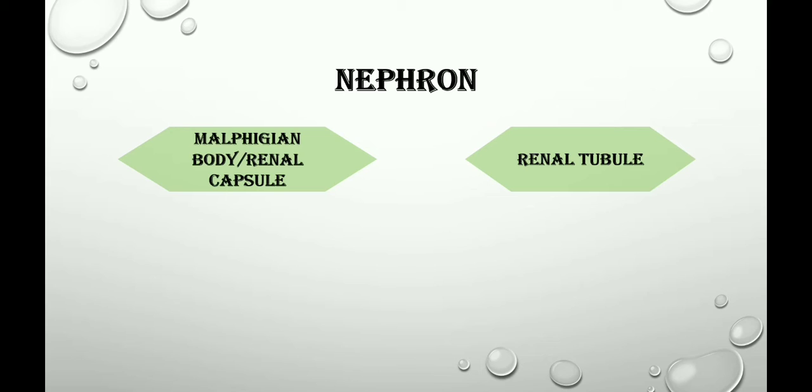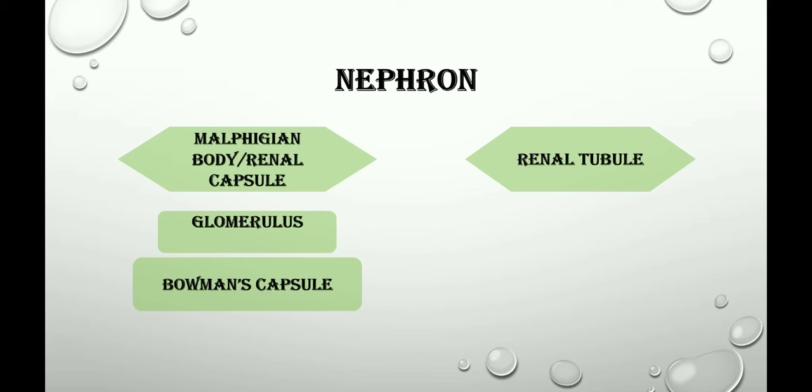Now this Malpighian body or renal corpuscle consists of two parts. First one is glomerulus, which is nothing but a bunch of capillaries, or a tuft of capillaries, or you can say the network of capillaries. Second part is Bowman's capsule. Bowman's capsule is a cup-shaped structure into which glomerulus is present.